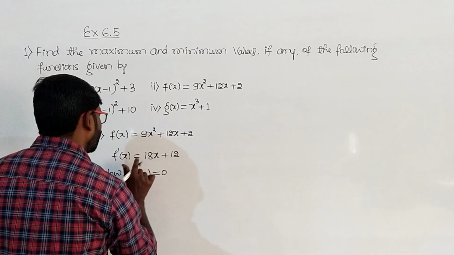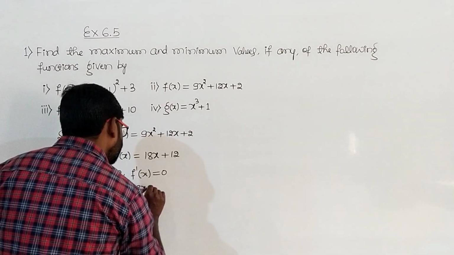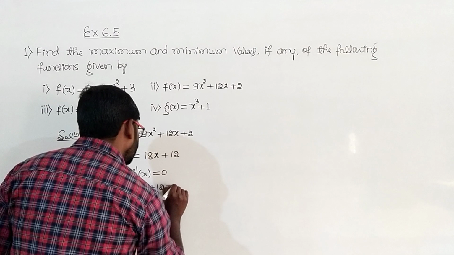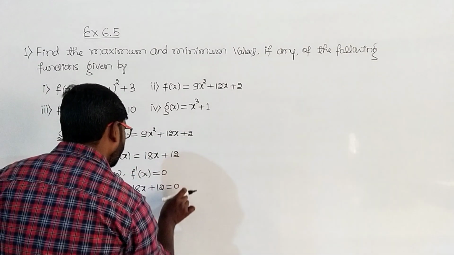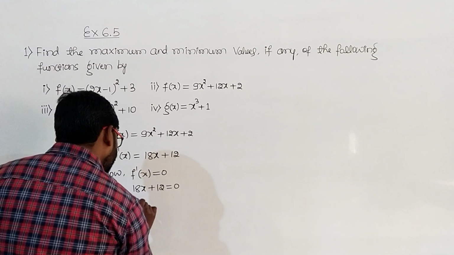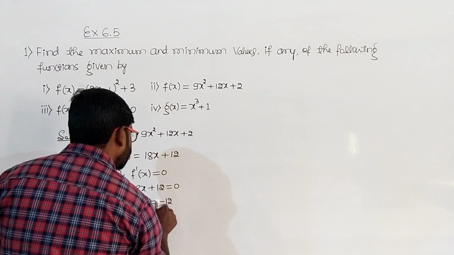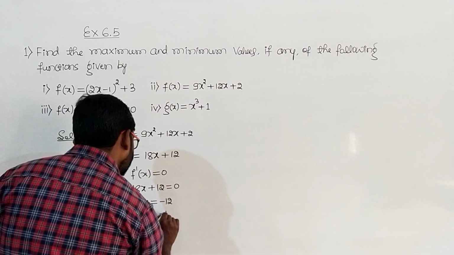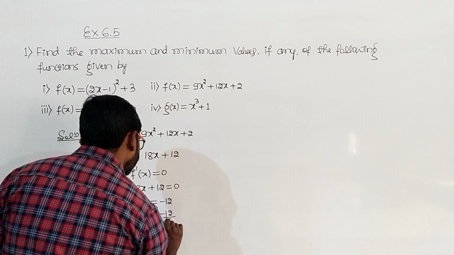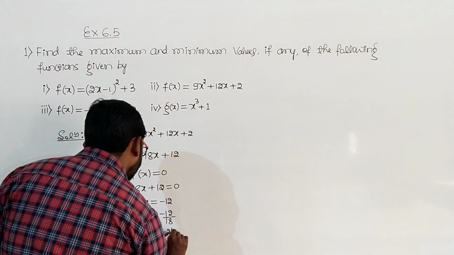f dash of x equal to 0. So what do we have now? 18x plus 12 equals 0, so 18x equals minus 12, and then x equals minus 12 by 18, and then x equals minus 2 by 3.